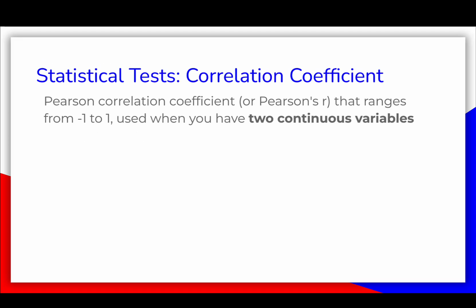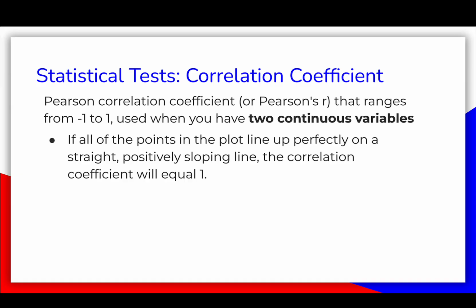So, correlations specifically, it's going to give you a Pearson correlation coefficient, or Pearson's R. And this is going to range from -1 to 1. And this is used when you have two continuous variables. So if you're looking at something like age and SAT score, or income and wealth, right? Those are continuous variables.